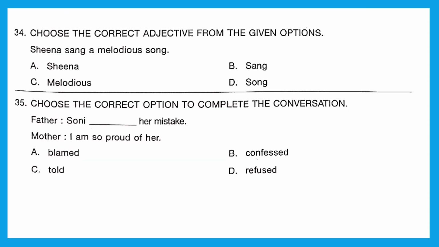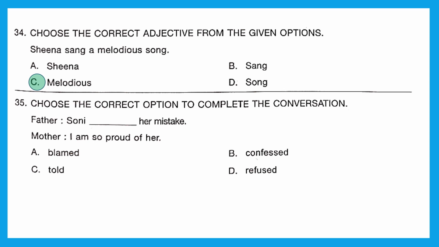Question 34. Choose the correct adjective from the given options. Sheena sang a melodious song. Adjective is something that describes how the noun or pronoun is. Here there are two nouns. One is Sheena and one is song. And what is melodious doing in the sentence? It is describing how the song is, right? That means it is describing the noun. So it will be adjective. So the right answer is option C, melodious.